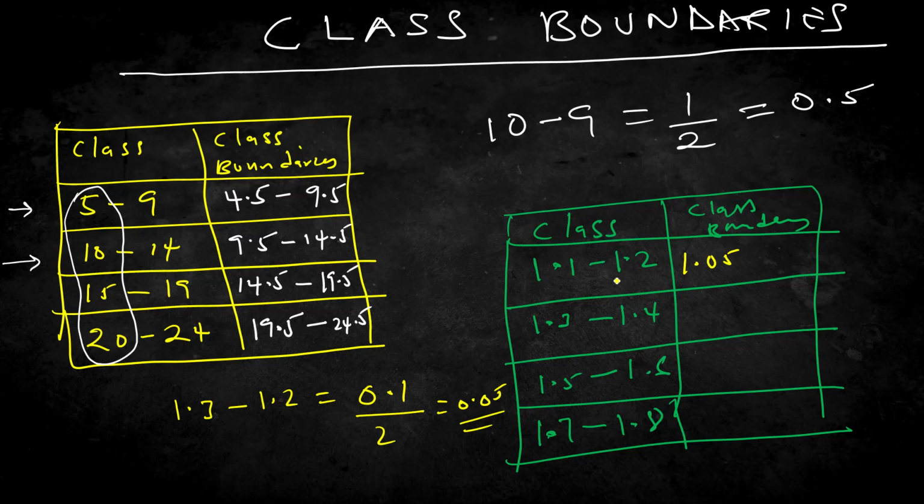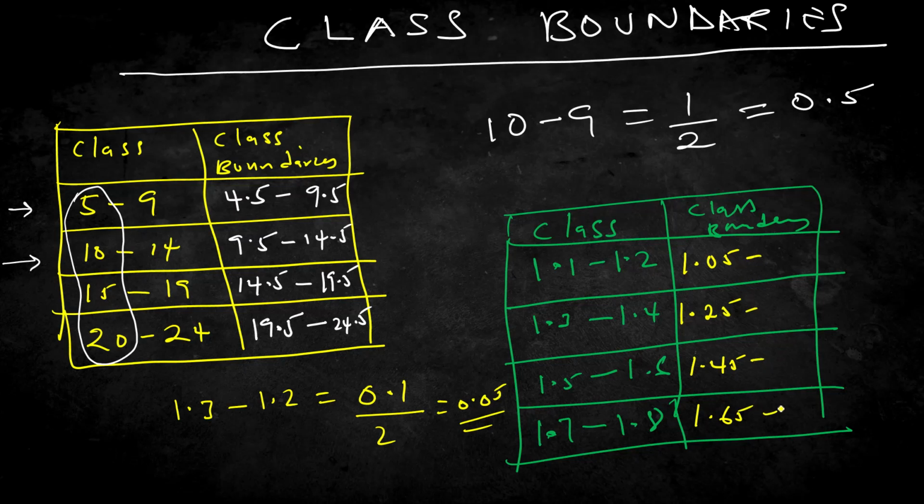Then 1.3 minus 0.05 will be 1.25, this side will be 1.45, and this side will be 1.65.